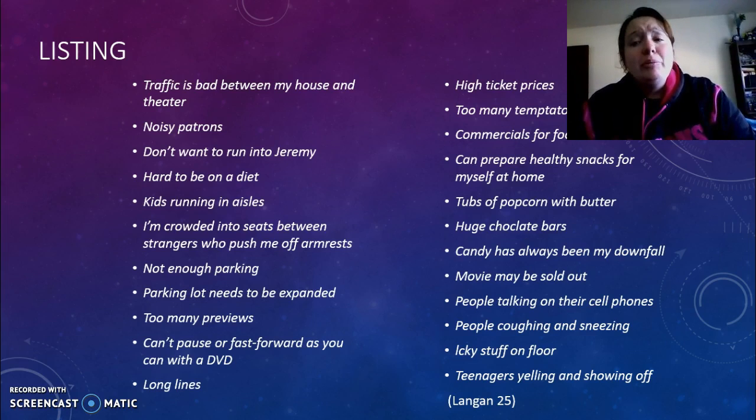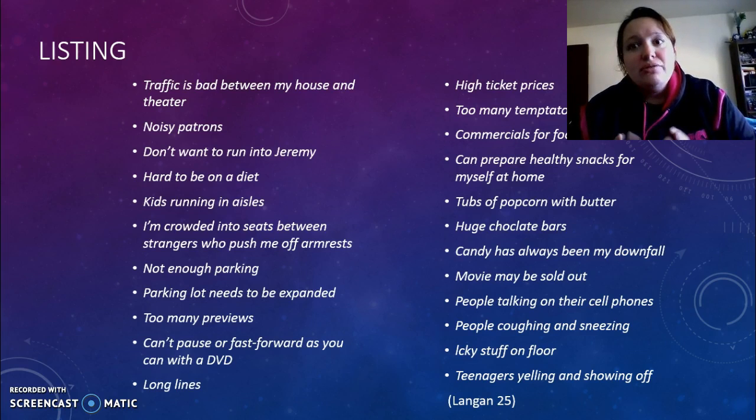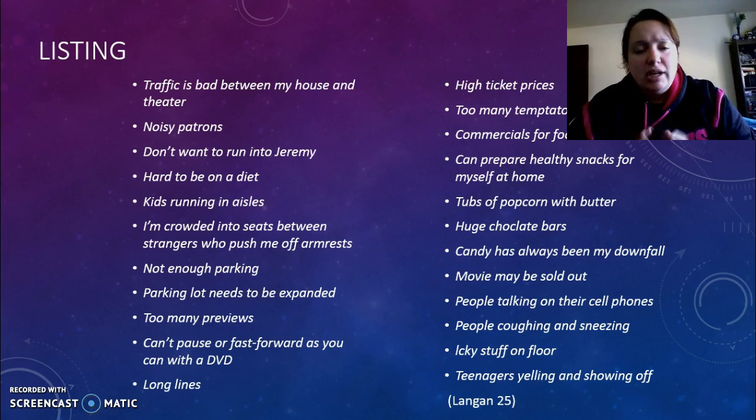Alright, a common type of pre-writing that you're probably really familiar with already is listing. Listing is essentially free writing, but it's a little bit more organized. You're going to put each idea that you have on a separate line. And here we have a much more organized version of her pre-writing. We see traffic is bad at my house. We see we don't like noisy patrons, and all kinds of stuff.